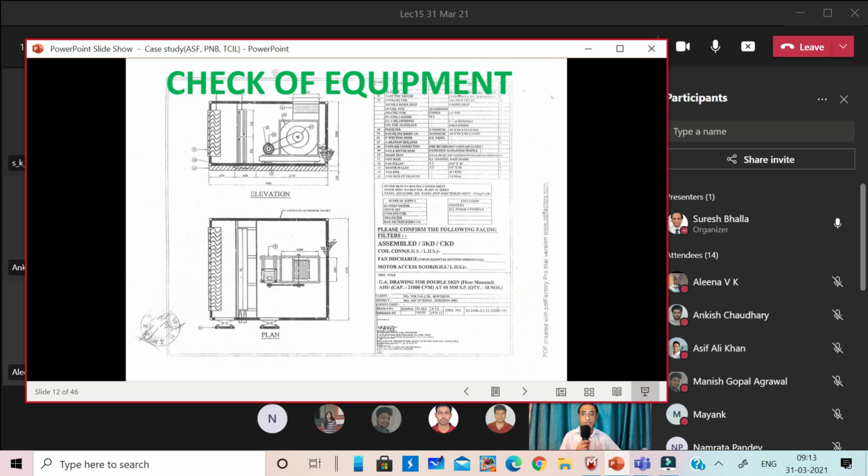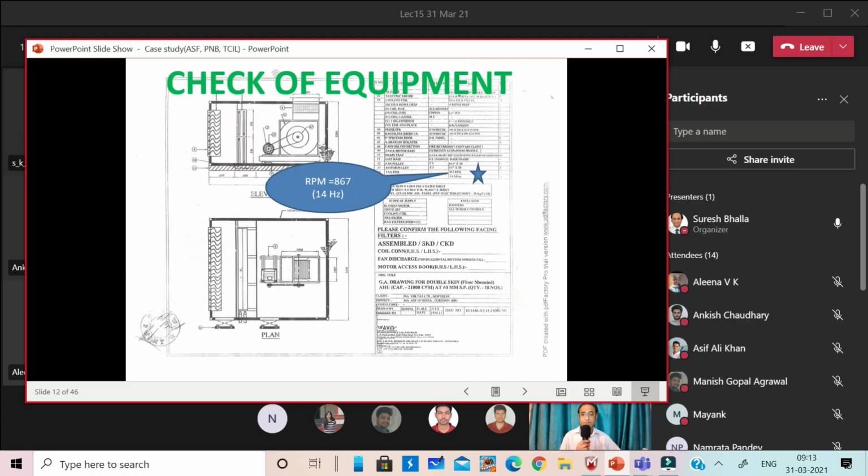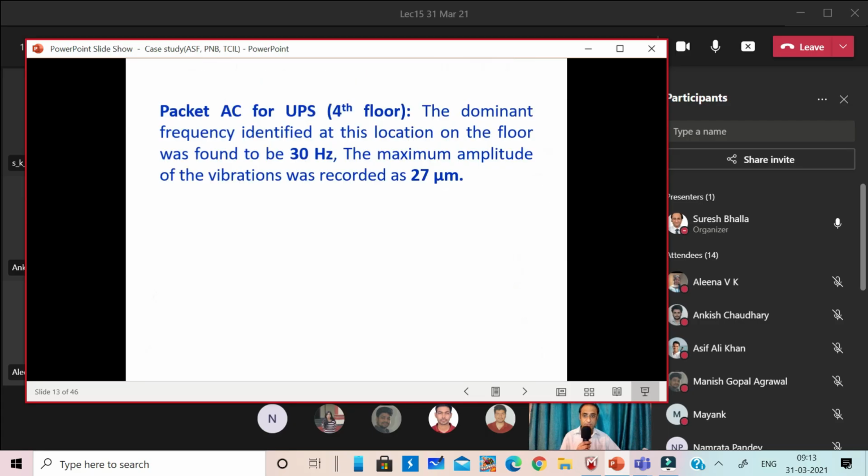And similarly this is another machine. So here we found the drawing had listed the operating frequency, the RPM, as 867, and that is also close to 14 Hertz with some decimal places. So this basically gave us the credence that these vibrations are resulting from these machines, from the matching frequency.